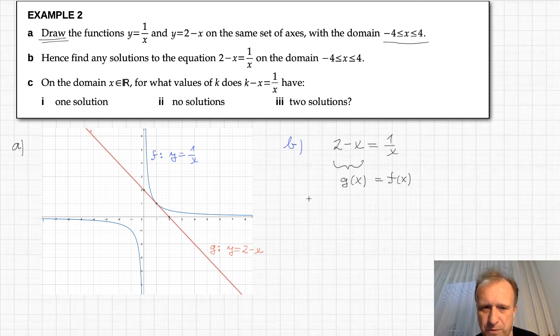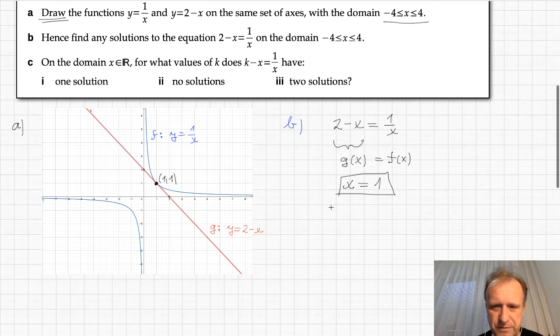Okay, so we may use the graphical method of solution and solve this equation graphically using this picture here, and we see that these two functions intersect in just one point, and it's this point here with coordinates 1 and 1. Hence, we may say that the solution is just x equals 1. Okay, so this would be the solution to the equation g of x equals f of x, or 2 minus x equals 1 over x.